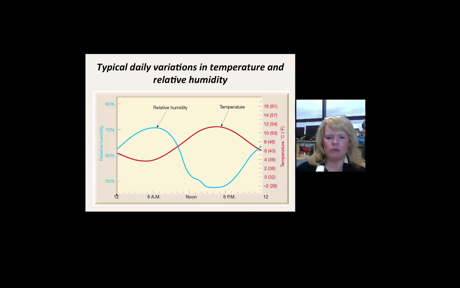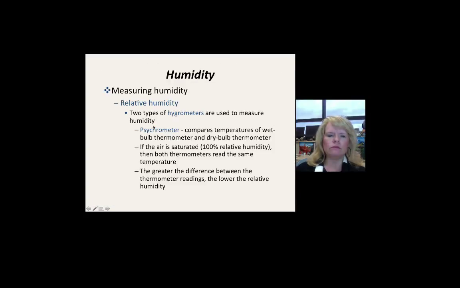So the lower the temperature, the higher the relative humidity can be. That's important to understand because there is a direct correlation between humidity and temperature. When we measure relative humidity, we use several ways to do it. There's a psychrometer, which is the most common way and the one that I would want you to know for test purposes. That compares the temperature of a wet bulb thermometer and a dry bulb thermometer. There's a second one I'm going to want you to know about that actually uses pressure. We'll look at that in a second.